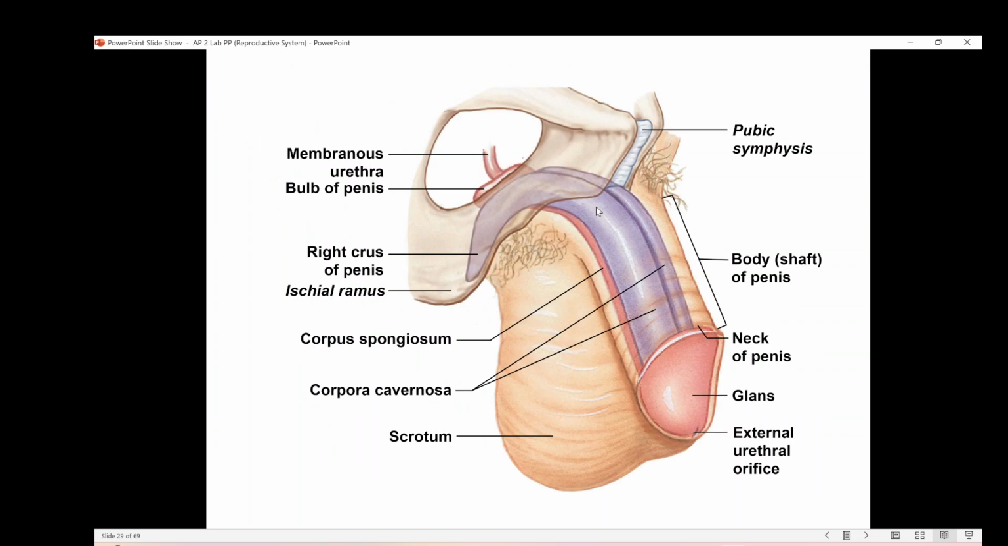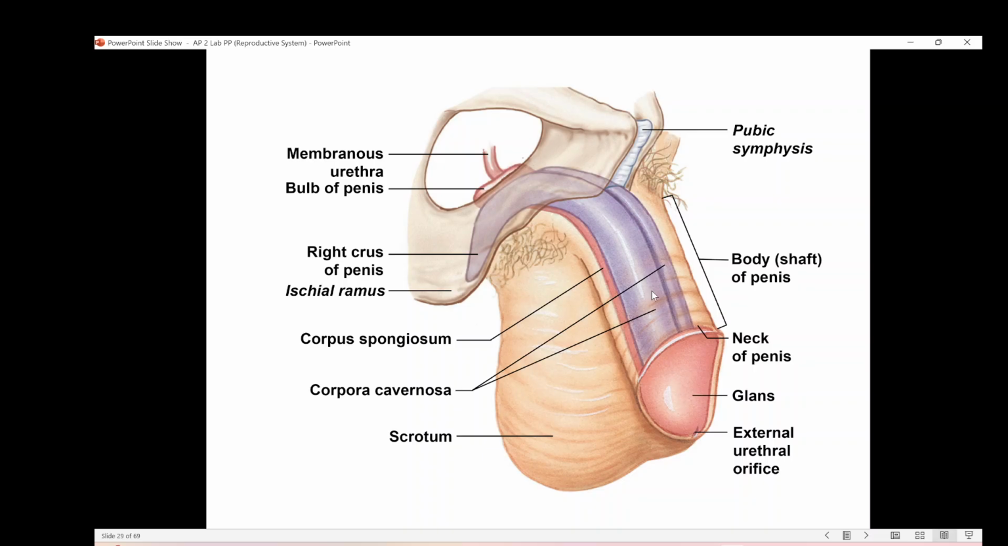But if you take a look, here's the corpus cavernosa right here. Those are the two cylinders, and they go right to the neck over here. But the corpus spongiosum travels all along, right from the pelvic floor, all along here, and then it forms the glans penis. So the glans penis, in essence, is erectile tissue. It's the tissue that makes up the corpus spongiosum.